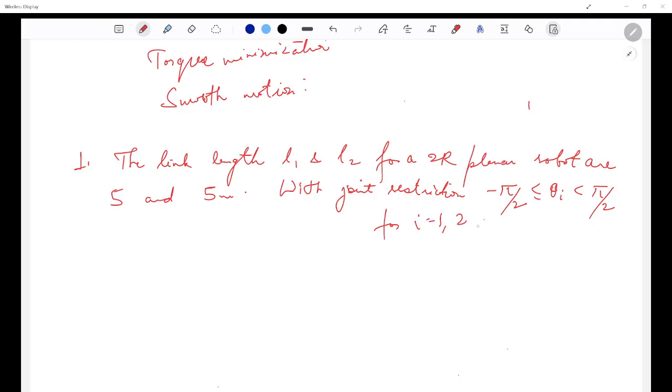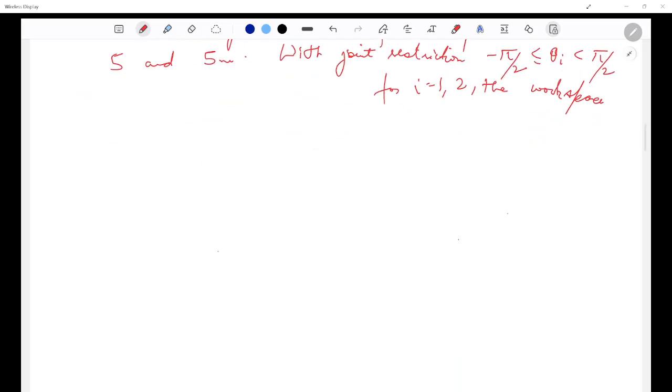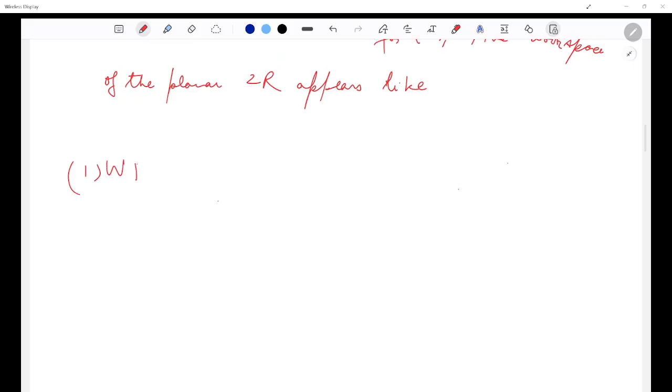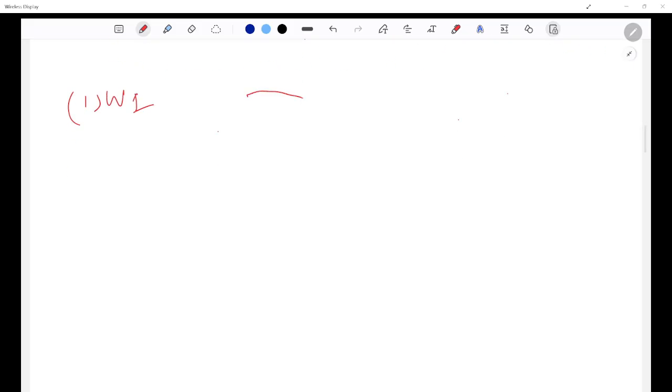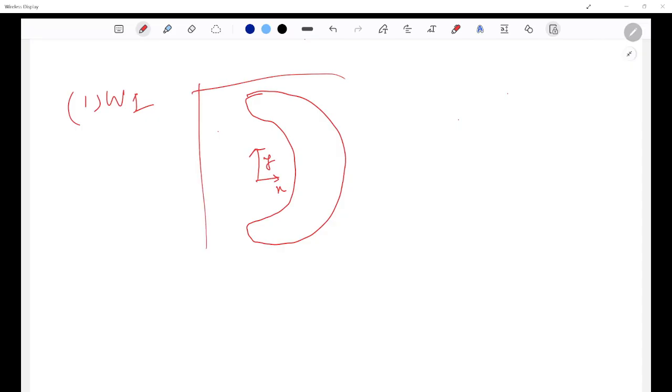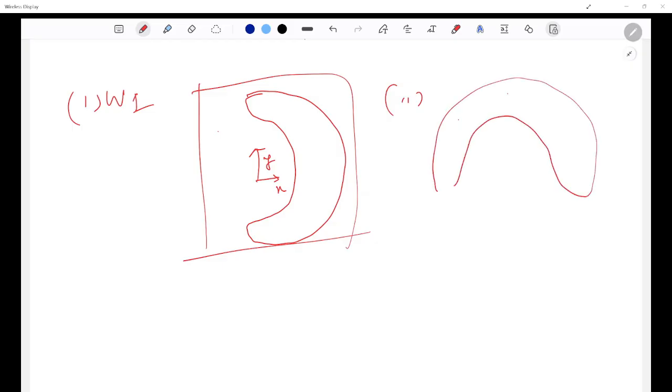Then the workspace of the planar 2R appears like what? I'll give you some options. My first option, which is workspace 1, looks like this. All right, you have Y here and X here. This is your workspace 1. In workspace 2, let's say I have a semicircle like this.